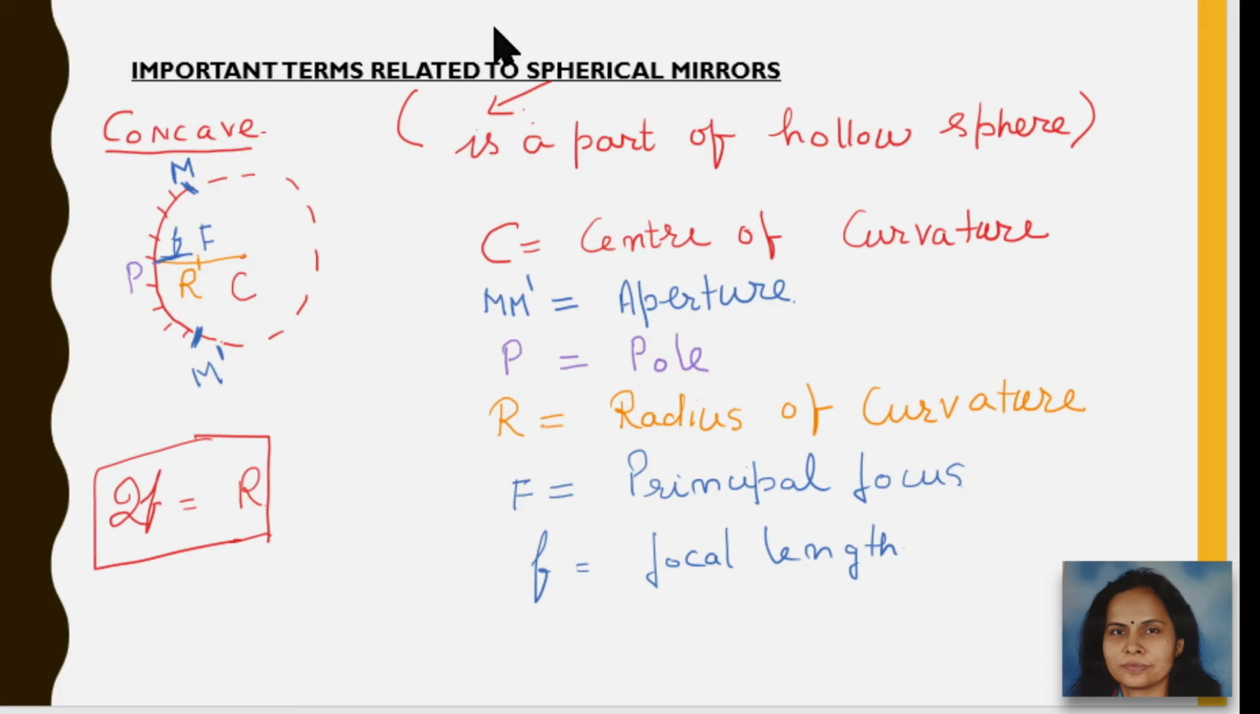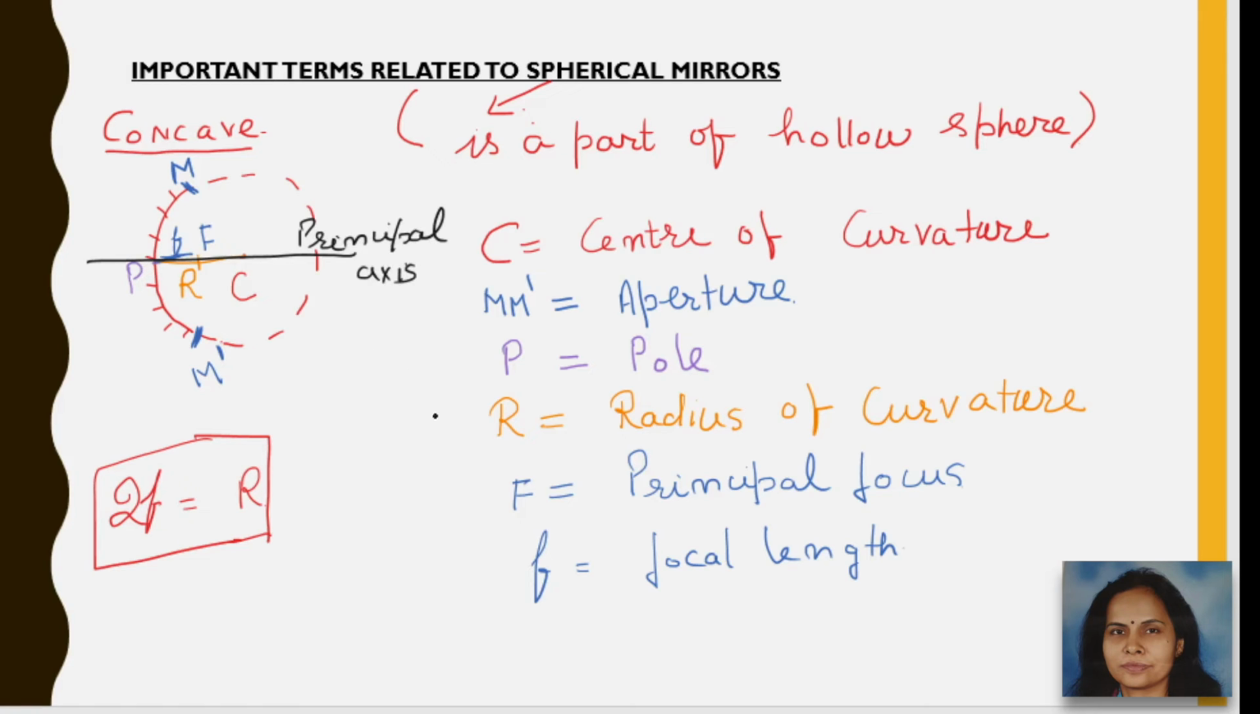Principal axis here is, if I increase this radius of curvature, the principal axis is an imaginary line joining P and C. So this is your principal axis. You can see the principal axis. It's an imaginary line. Since it's a line, you can increase it further.